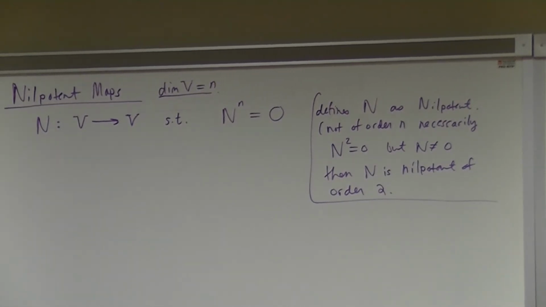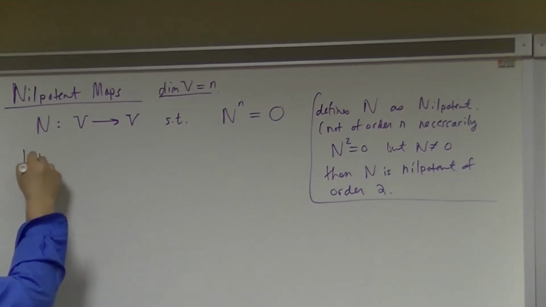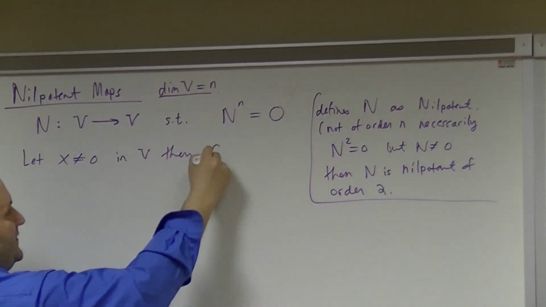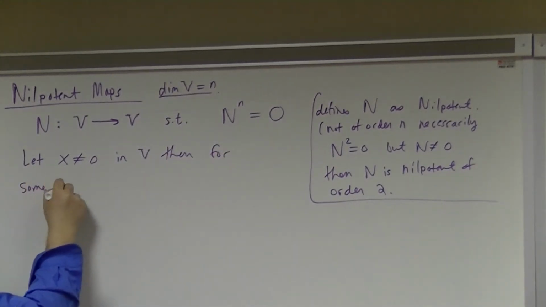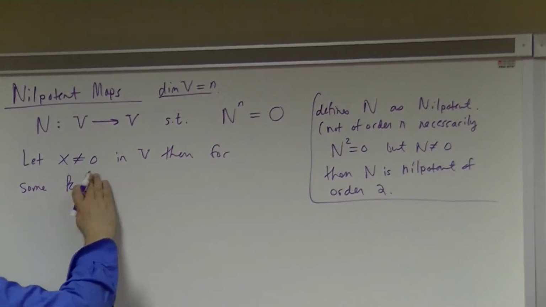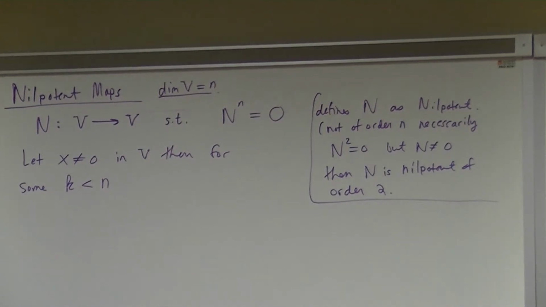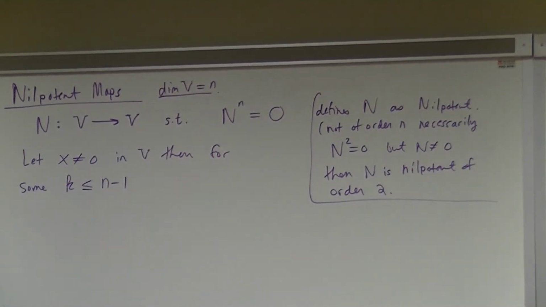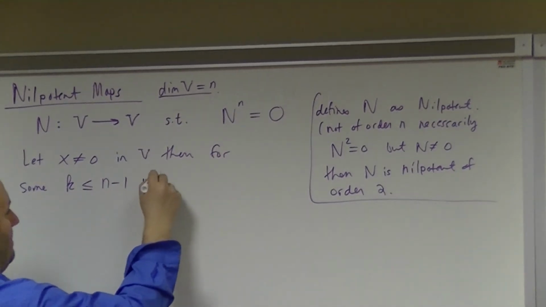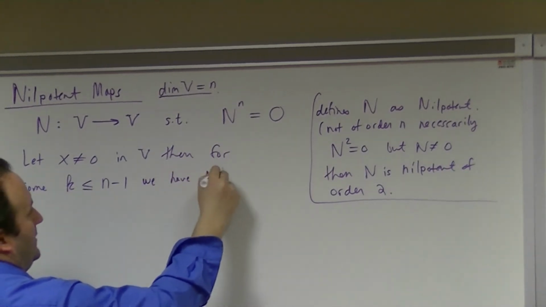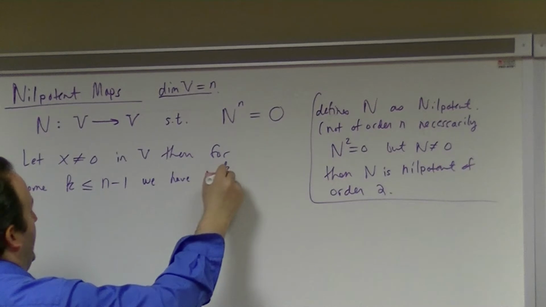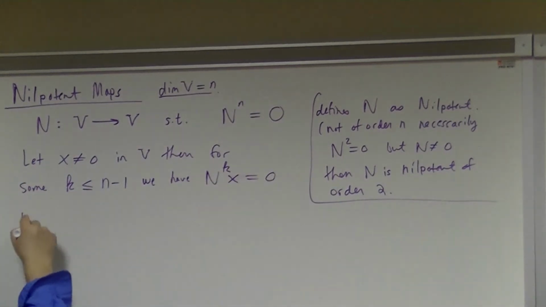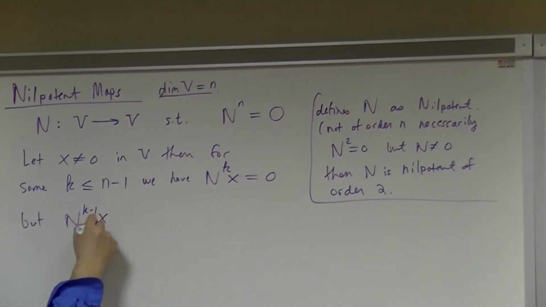So the point here then is, if we pick a particular x not equal to 0 in V, then for some k, which is less than n, or I guess we could say less than or equal to n minus 1, we have N to the k acting on x equals 0, but N to the k minus 1 acting on x is not equal to 0, okay?